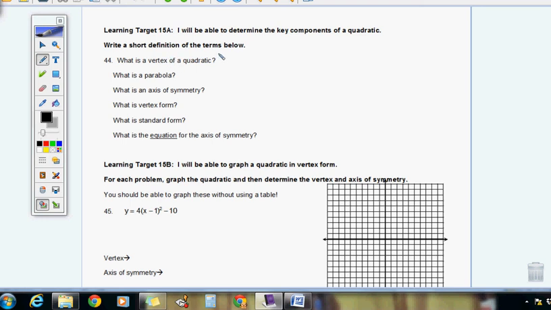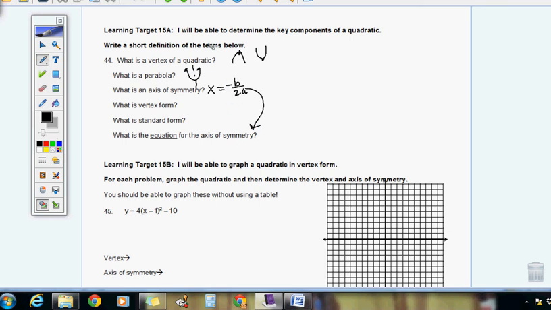What is the vertex of a quadratic? Not to teach this all to you again, but the vertex is the highest or lowest point. So if it opens downward, there's our vertex. Opens upward, there's our vertex. What is a parabola? That's the shape of a quadratic. Okay, symmetric on both sides. What is an axis of symmetry? That's this vertical line that goes through there. We have an equation for it of opposite of b over 2a.